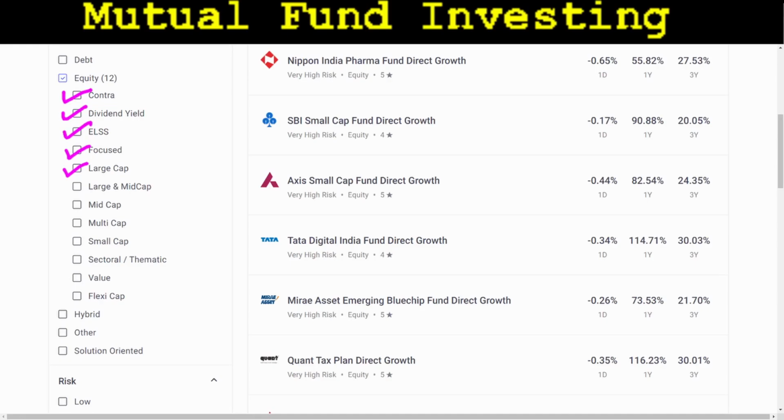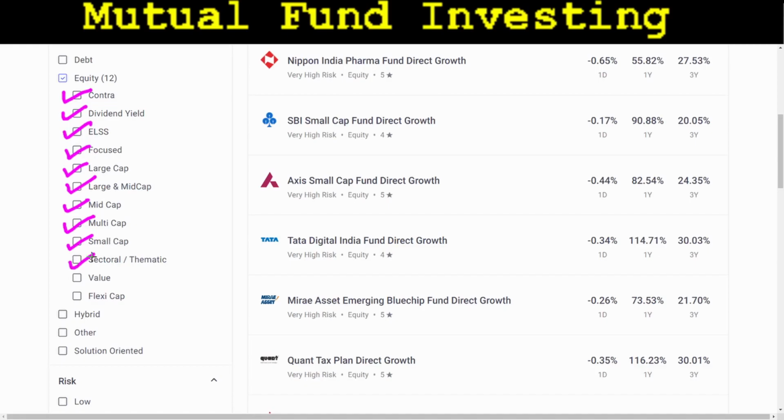So the next category we have large and mid-cap mutual funds. So they will restrict themselves to large cap companies and mid-cap companies, which translates to top 250 companies in Indian share market. Then we have mid-cap mutual funds. These funds will invest in mid-cap companies. The next we have multi-cap funds. As the name suggests, these funds will invest in a mix of large cap, mid-cap and small cap companies. Then we have small cap funds. These funds will invest in small cap shares, basically from rank 250 to 500.